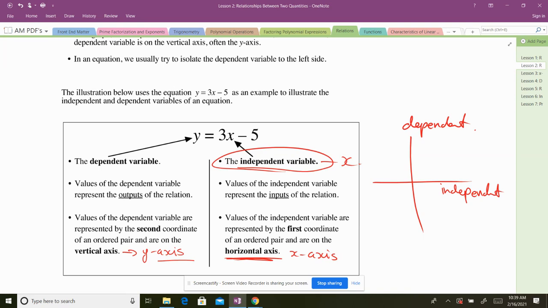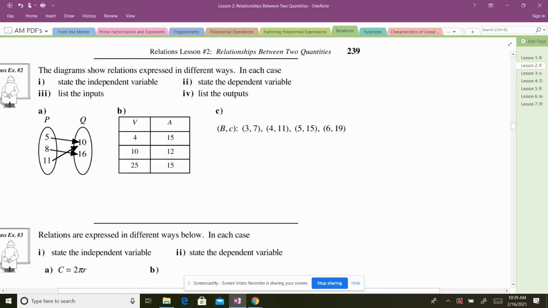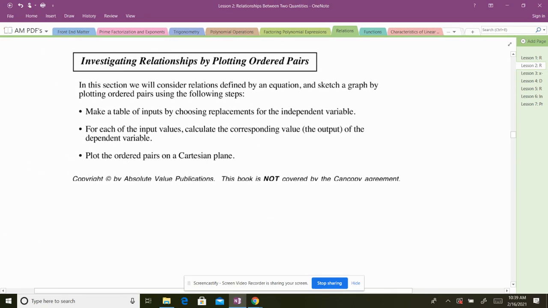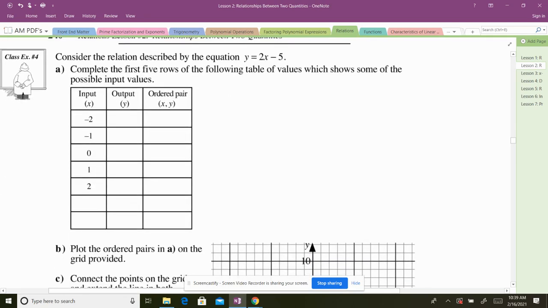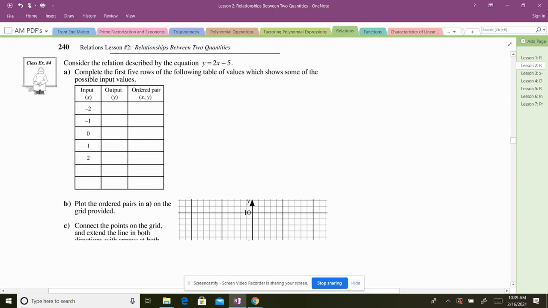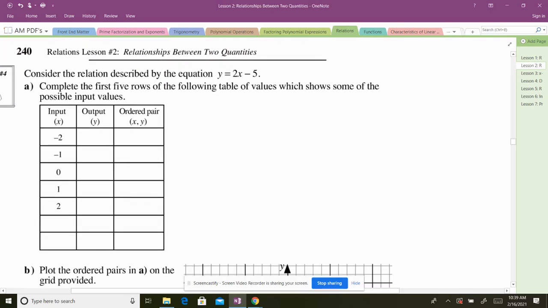Can you flip the page, please? We're going to go to 240. I'll start with this. They've given us an equation: y is equal to 2x minus 5. What is the independent variable? X. This is my independent. And therefore, y is the dependent.